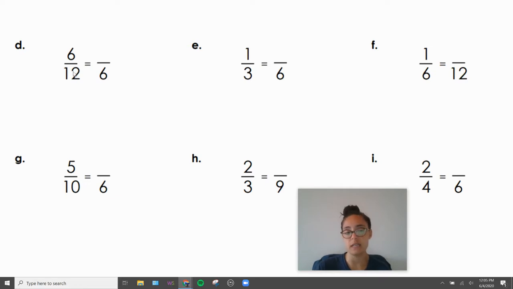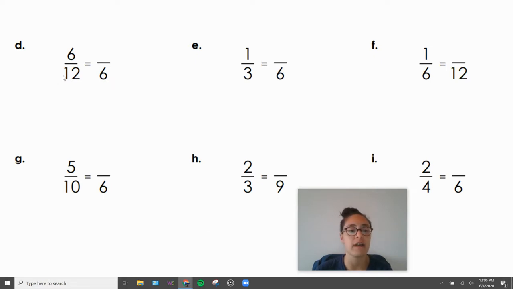Take a moment. I see that 12 is my denominator, and I have to go to 6. So would I multiply or divide? Is my number getting bigger or is it getting smaller? So take a moment, try to solve some of these, and then check your work with our video.